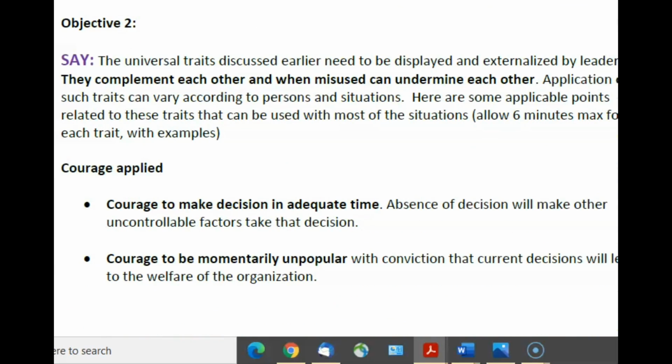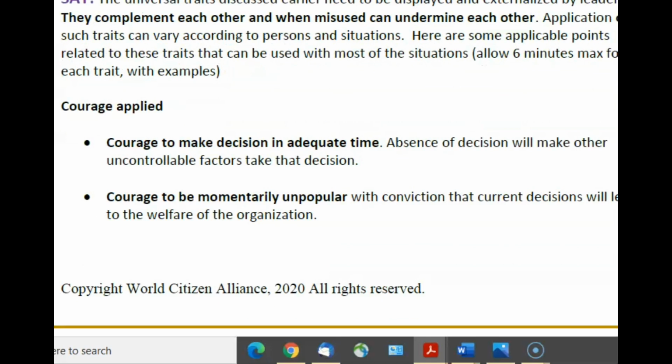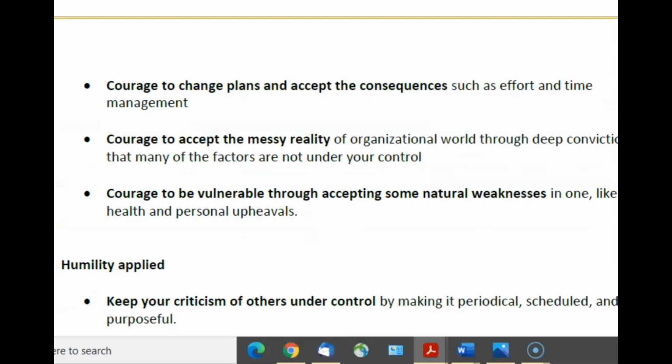The universal traits have to be displayed and externalized as well as internalized. They complement each other, and when misused can undermine each other. So the next thing here is we want to talk about, it's great we identify people have those traits, but when do you use them and how do you use them? In addition, as you are exhibiting them, how can you teach them or coach them?